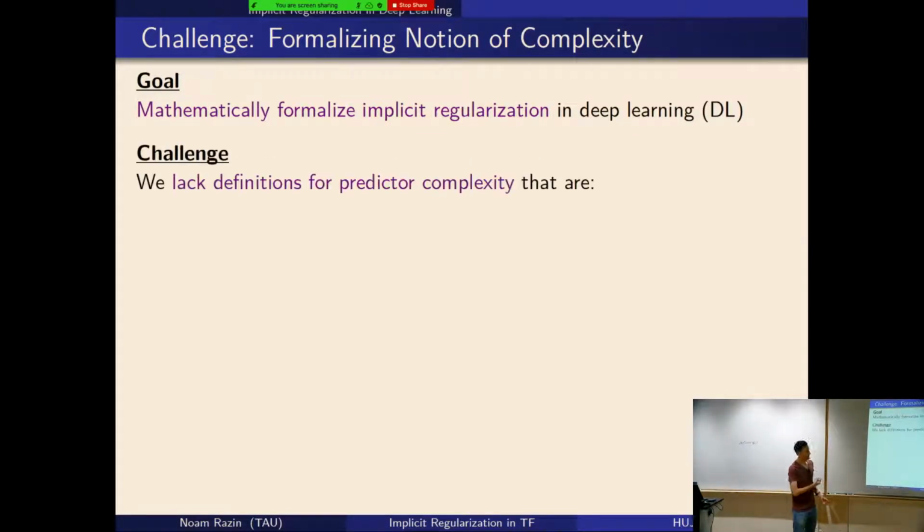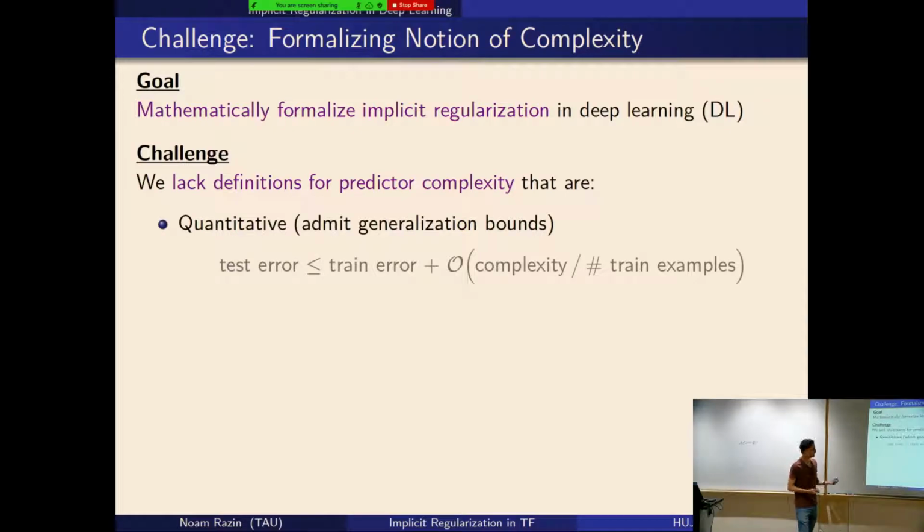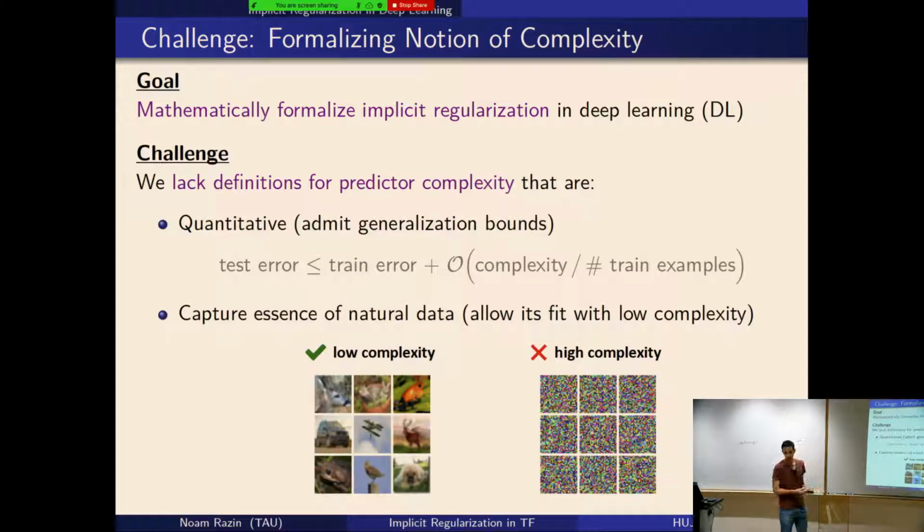And currently a major challenge towards doing so is that we lack definitions for predictor complexity that are both quantitative, and by that I mean that we can derive generalization bounds based on them. These are typically of the form that with such and such probability, we can guarantee that the test error is upper bounded by the training error, and some term that decreases with the complexity. At the same time, we also need this complexity measure to capture the essence of natural data. And by that I mean that we need to be able to fit natural data with a predictor of low complexity.